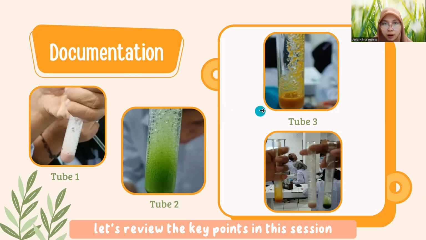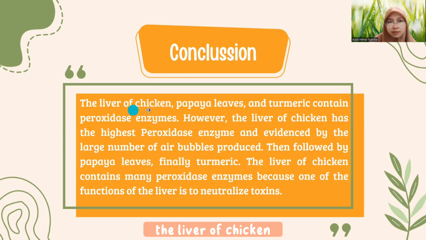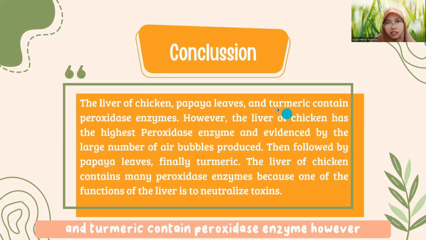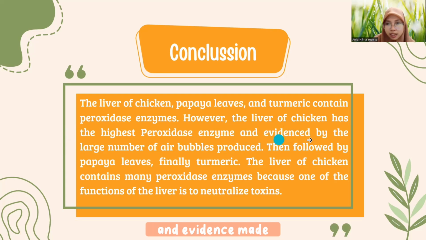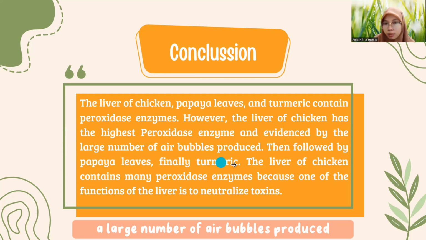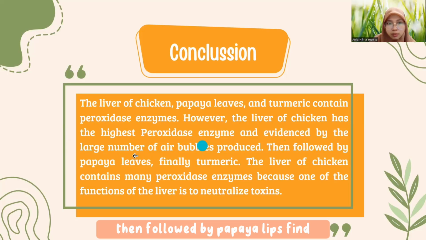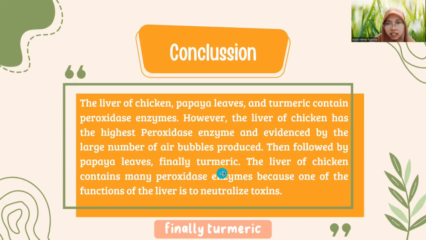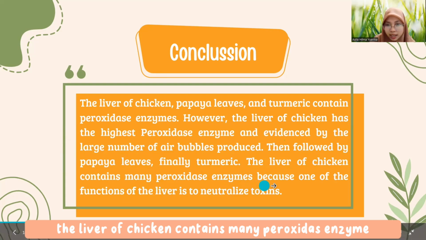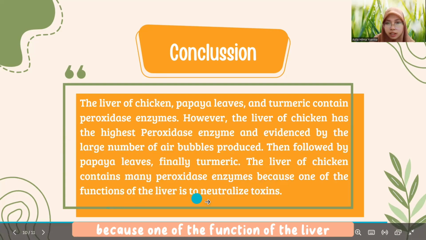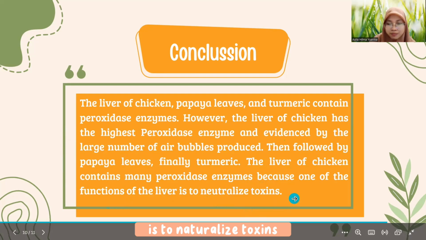Let's review the key points in this session. The liver of chicken, papaya leaves, and turmeric contain peroxidase enzyme. However, the liver of chicken has the highest peroxidase enzyme, evidenced by the large number of air bubbles produced, then followed by papaya leaves, and finally turmeric. The liver of chicken contains much peroxidase enzyme because one of the functions of the liver is to neutralize toxins.